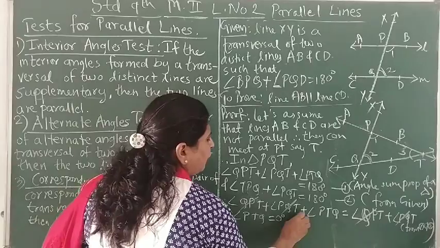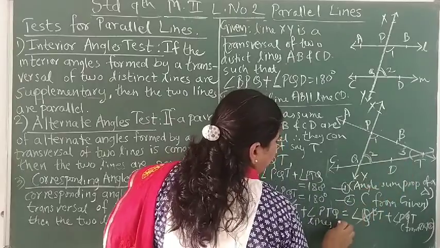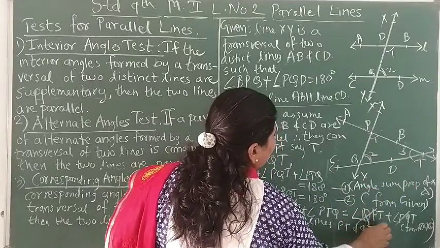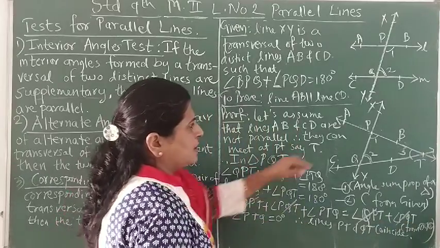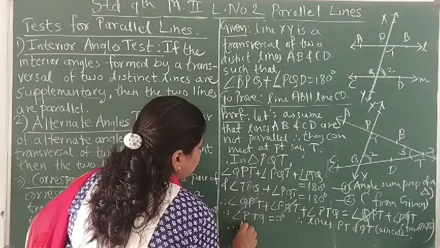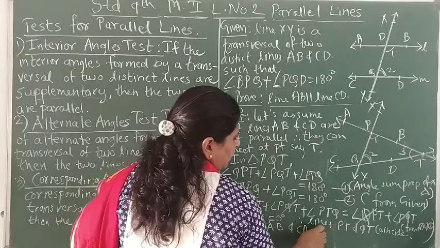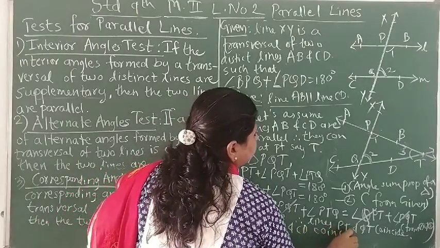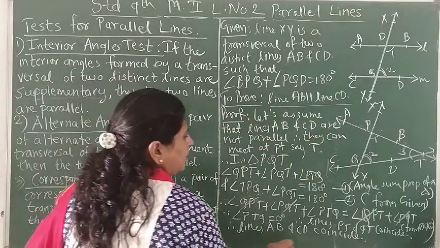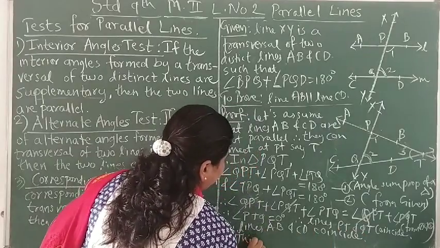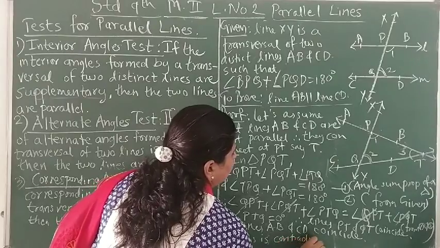Okay. Therefore lines PT and QT coincide. And if these two lines coincide, therefore lines AB and CD coincide. Okay, but this is contradictory with the given. Okay, this is contradictory.